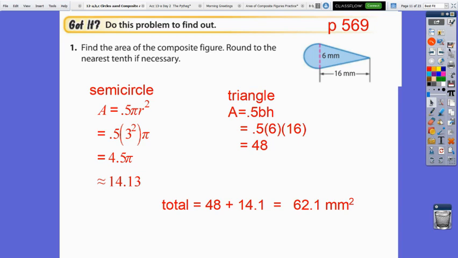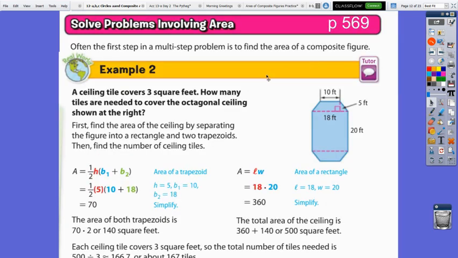All right, so composite areas are very common in multi-step problems. They have this one in the book. A ceiling tile covers 3 square feet. Okay, so you're buying ceiling tiles. Each one is 3 square feet. And your ceiling is shaped like this octagon here. So how many ceiling tiles do you need to purchase to fill up this ceiling?